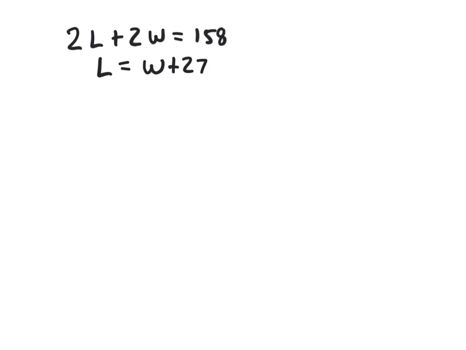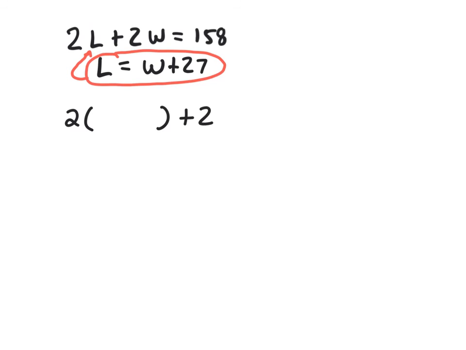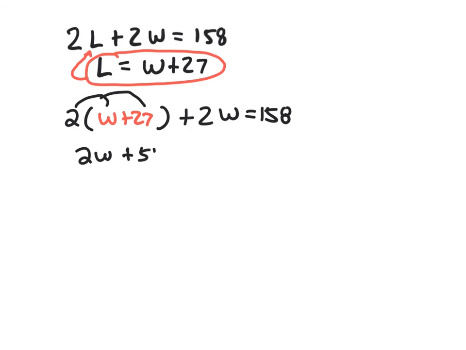Okay, here we are. This is set up for substitution. L is the same as W plus 27, so that can go in for L in the first equation. 2 times whatever the length is added to 2 times the width is 158. I can replace the length by W plus 27, and now I can solve. Begin by distributing. 2 times W is 2W, plus 2 times 27, that's 54. Copy the rest down.